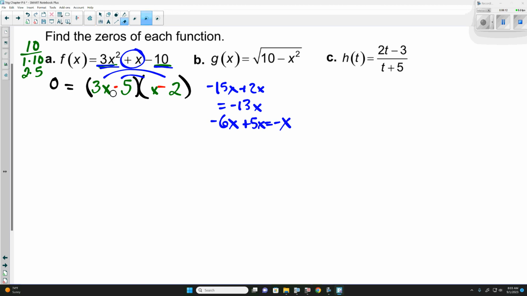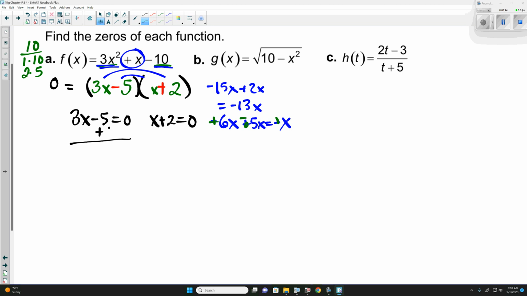It's the right number, but the wrong sign, yes? Whenever we get the wrong sign, all we have to do is switch the signs. Because now 3x times 2 is positive 6x. -5 times x is -5x, which does give us what we want. So these here are our two solutions. At this point, we're going to set both of them equal to 0.